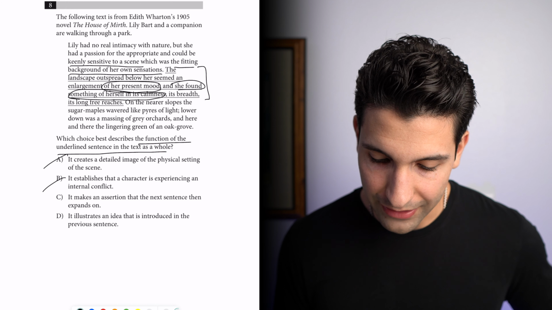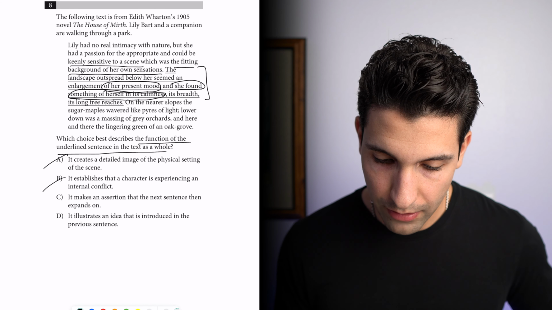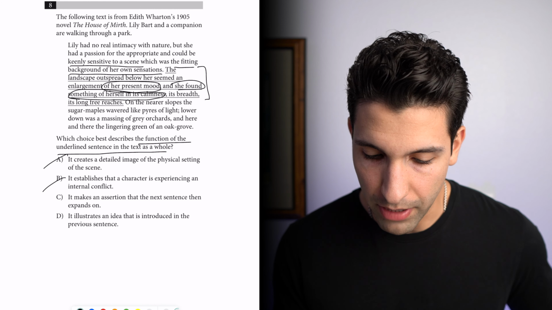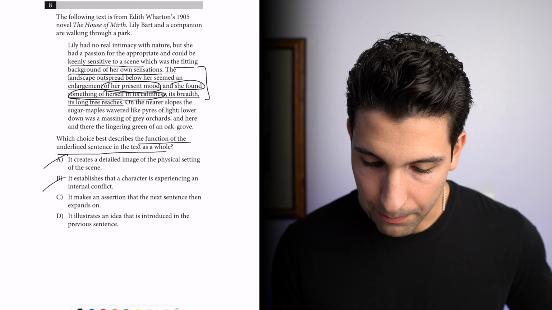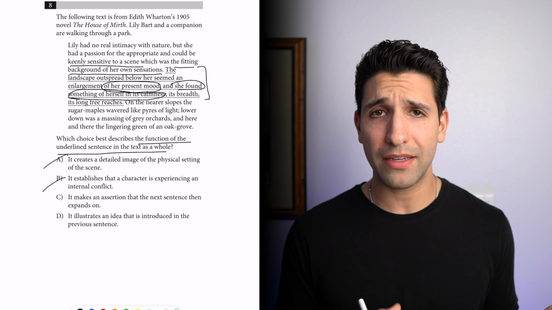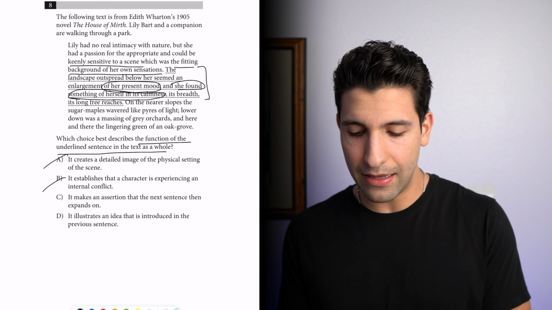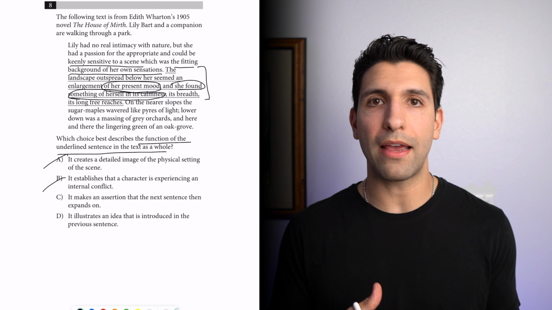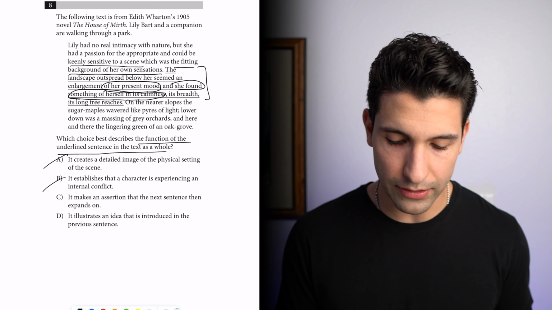C, it makes an assertion that the next sentence expands on. Well, okay, it says the next sentence, let's see what that says. On the nearest slopes, the sugar maple wavered like pyres of the light. Lower down was okay, so that previous underlined sentence doesn't do anything with the next sentence. It doesn't expand on it. The next sentence doesn't expand on the underlined sentence. Okay, so we can cross that out as well.